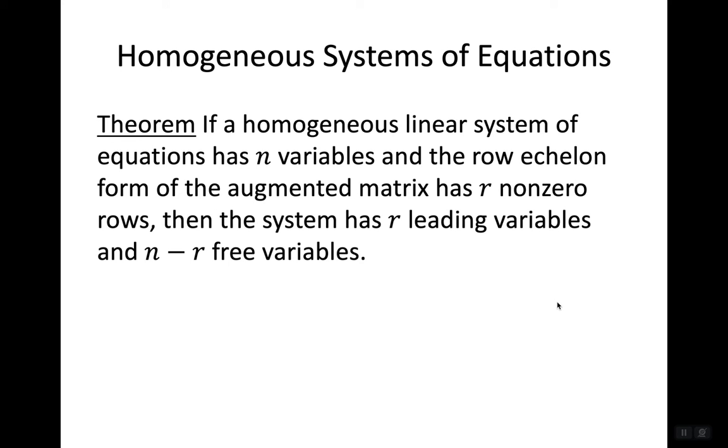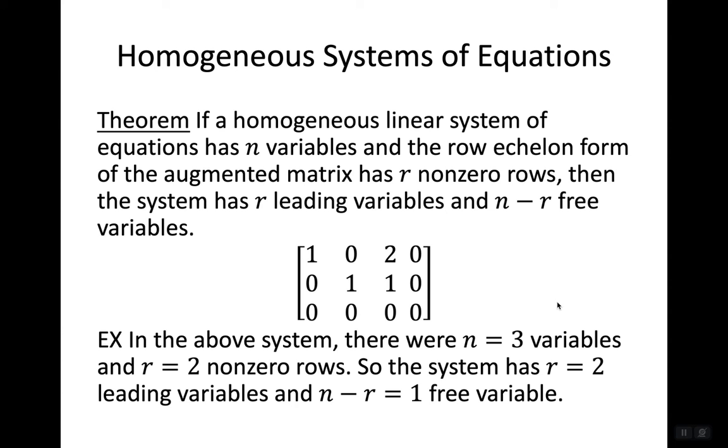If a homogeneous linear system of equations has n variables, and the row echelon form of the augmented matrix has r non-zero rows, then the system has r leading variables and n minus r free variables. For example, in the above system, there were n equals 3 variables because we had x, y, and z. r equals 2 non-zero rows. So the system has r equals 2 leading variables and n minus r equals 1 free variable.